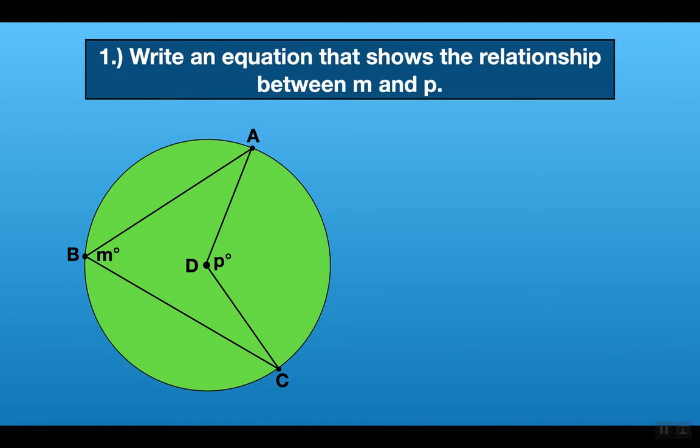This video will cover a quick review on circles. Our first question is: write an equation that shows the relationship between M and P. As you can see from the picture, P is the measure in degrees of the central angle and M is the measure in degrees of the inscribed angle. If you forgot what those are, we'll review it right now quickly.